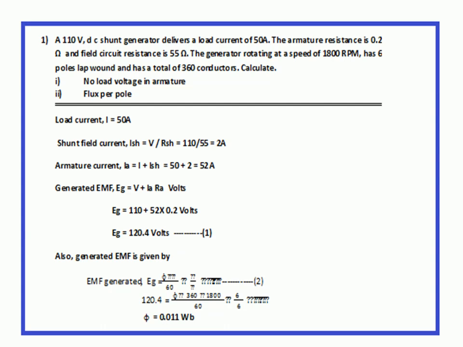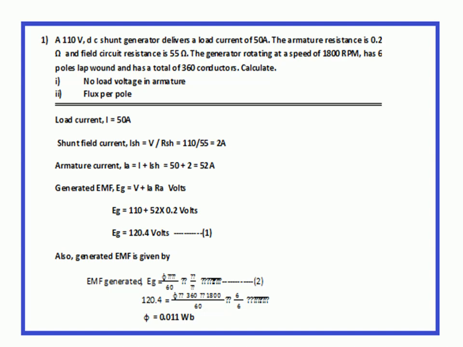Shunt field current. In a shunt generator, the field resistance is connected across the armature. Armature and terminal voltage are both the same. Hence, we calculate the shunt field current, ISH equal to V by RSH, where RSH is the resistance of the field winding. We are getting 2 ampere. As per KCL, armature current Ia equals I plus ISH, where I is load current and ISH is field current.